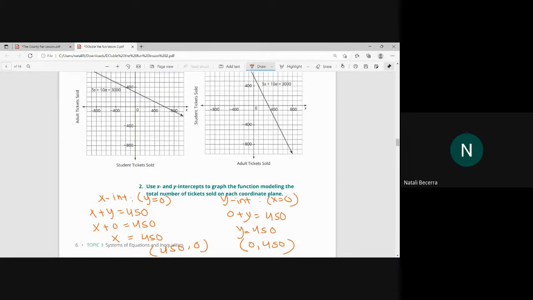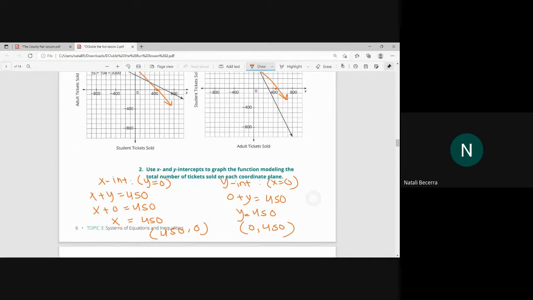So we have 450 comma 0. This is going up by 100, so 450 is actually going to be right here in the middle, and then 450 over here is going to be up here, and then you just connect those two. And then same thing for over here. So 450 is going to be right here, and then up here, and then connect those two. I messed up a little bit, but yours will be prettier. Just use your ruler. All right, so that's that.